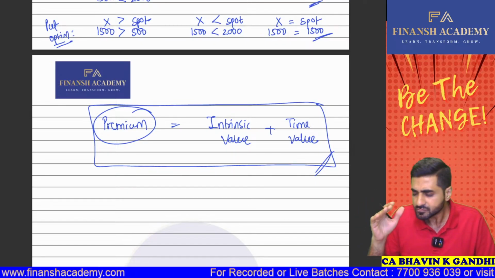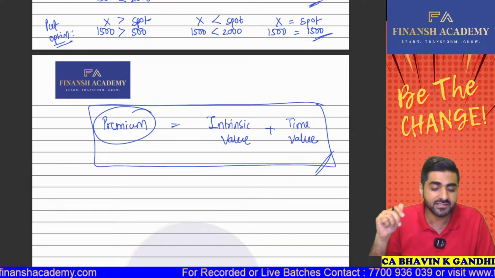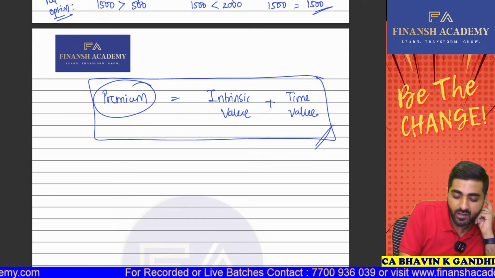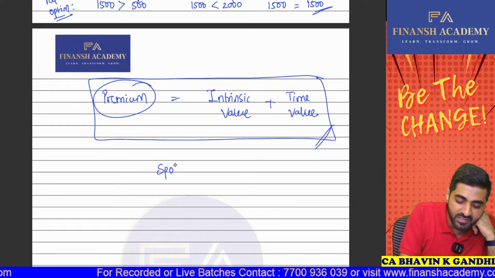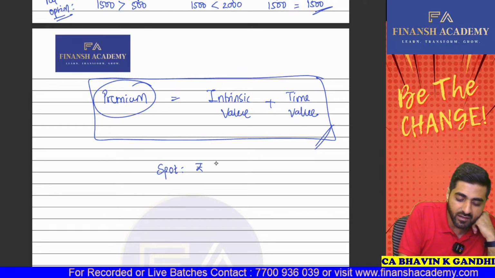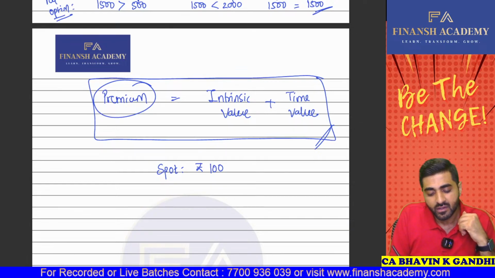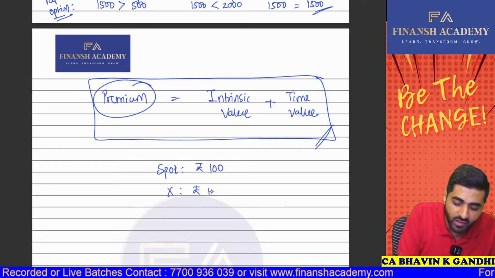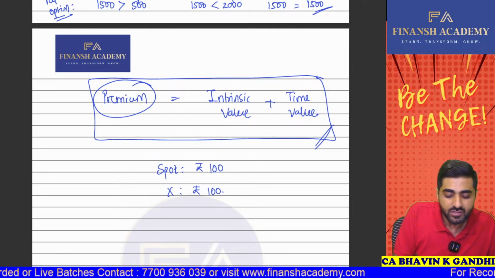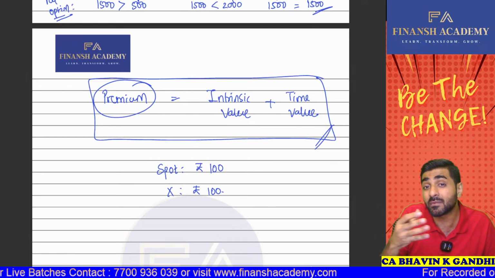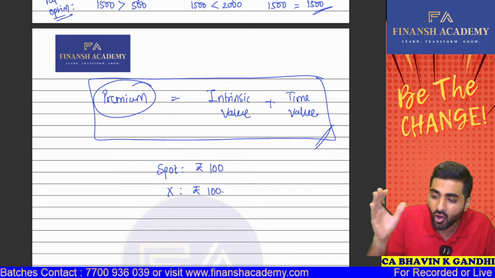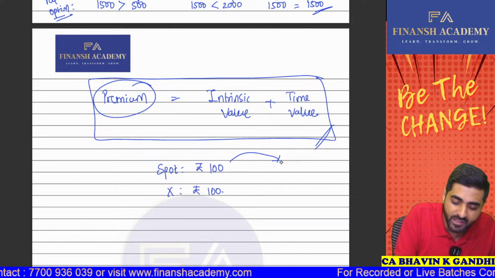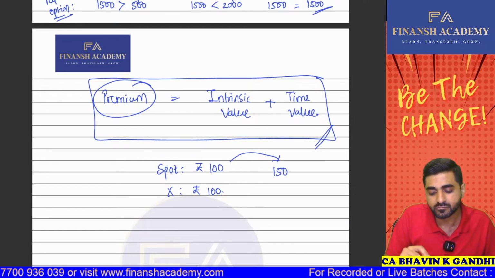So let us understand something like this. Let's say for example, the spot is 100 rupees, and right now I want to buy a call option for 100 rupees. So it is definitely an at the money call option. On the expiry, let's say for example, this spot becomes 150 rupees.